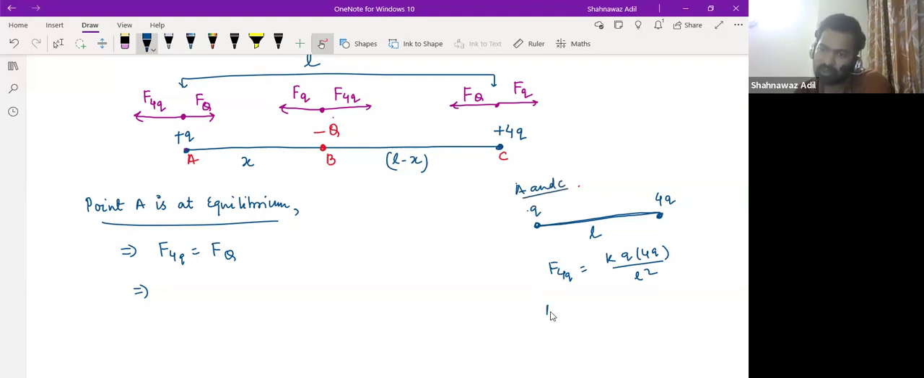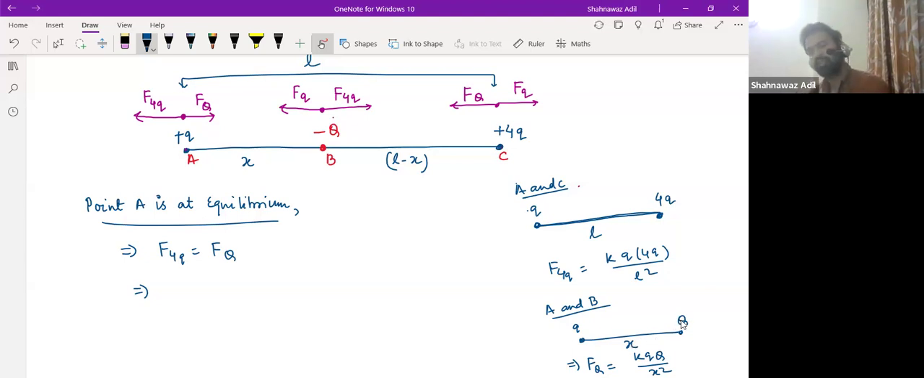Now let's try to find out A and B. So we have Q charge, and then the other charge is Q, and the separation is X. So FQ is simply KQQ by X square. Remember, I'm not writing the negative or whatever charges, because I have already considered the direction. Whenever you consider the direction, you don't need to write the negative sign.